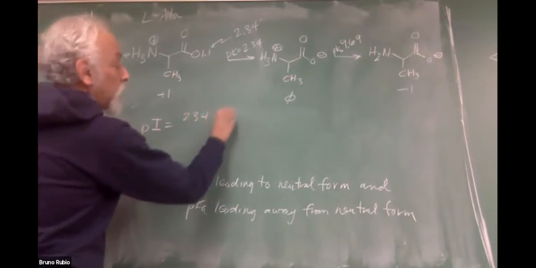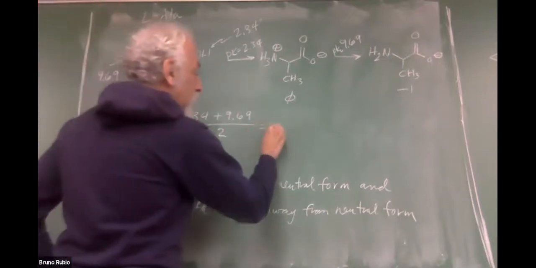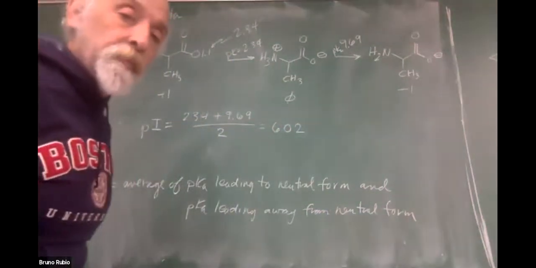2.34 plus 9.69 divided by 2. I'm finding the average, and the isoelectric pH is a pH of 6.02. So that's the pH at which alanine will have minimum solubility in water.